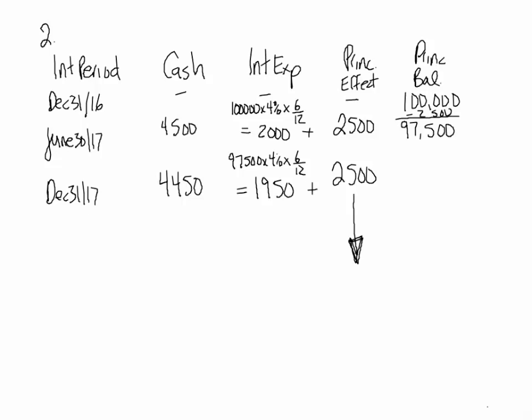So let's do the entry at December 31st. Oh, I forgot to put down the balance, the principal balance. We're going to subtract the $2,500 that we've just paid, and that will give us our new balance, $95,000 moving forward.